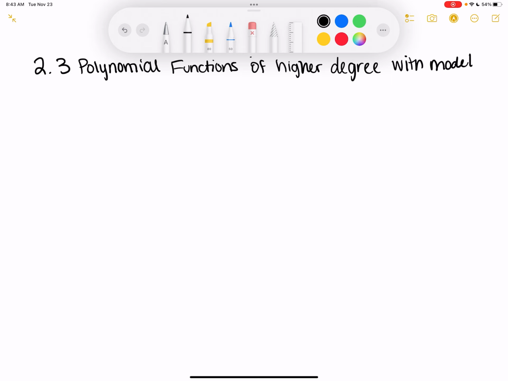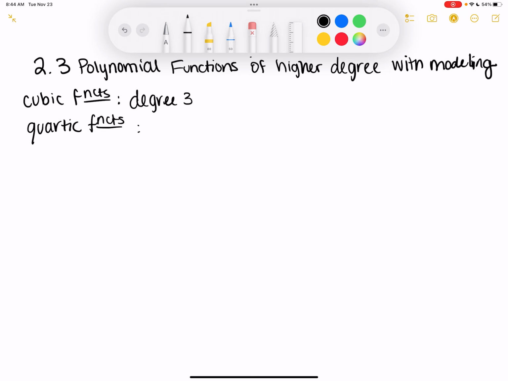Alright, so this time we're dealing with cubic functions, which are degree 3. Is it modeling or just model? Modeling. Oh, I was like, if that's modeling, we just won't talk about it. And quartic functions are degree 4.